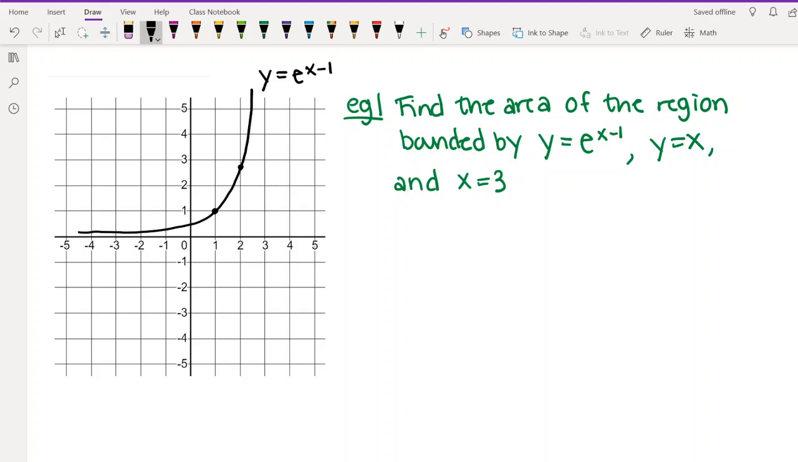And then y is equal to x. We know that that is a line with a slope of 1 going through the origin. And so it's like that. And I guess I actually messed up and I didn't make this graph big enough. But the third line we have is x is equal to 3. So we're just going to have to pretend that we can actually see our whole region in this picture.